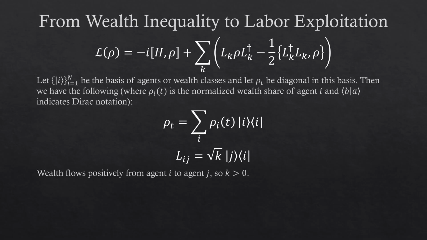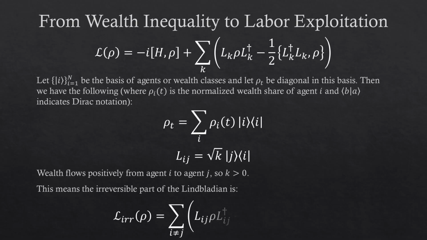Wealth flows positively from agent i to agent j, so k is greater than 0. This means the irreversible part of the Lindbladian is the following. So we have the sum over all i not equal to j of L_ij ρ L†_ij minus 1/2 the Jordan bracket of L†_ij L_ij with ρ.